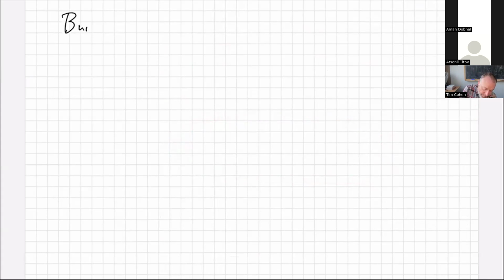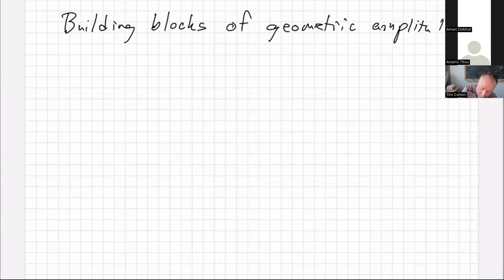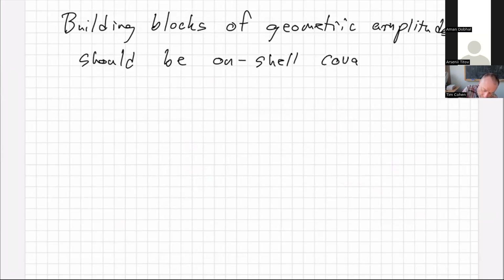So the building blocks of geometric amplitudes should be on-shell covariant. And in fact, the progress that we made in this recent paper is that we've now identified what I believe are the primitive on-shell covariant building blocks that you can use to make everything manifestly on-shell covariant at every step of a calculation.